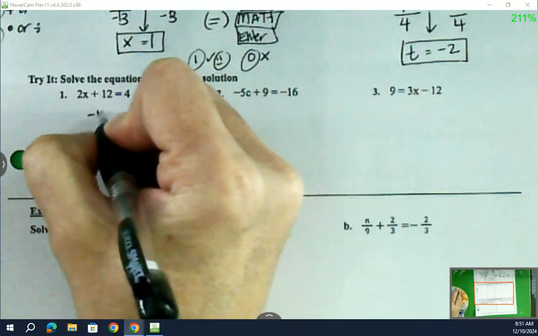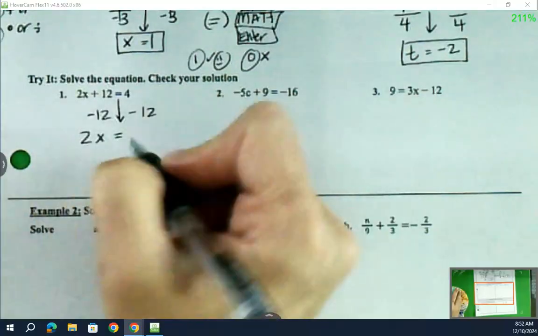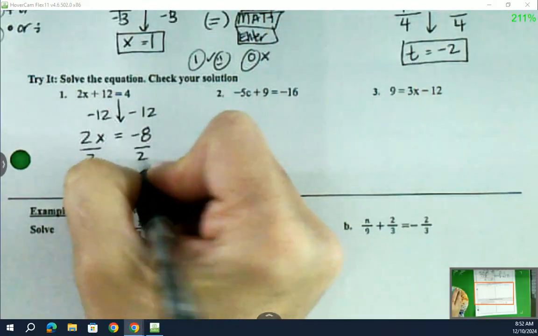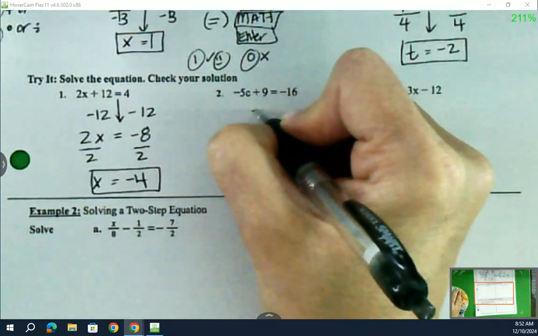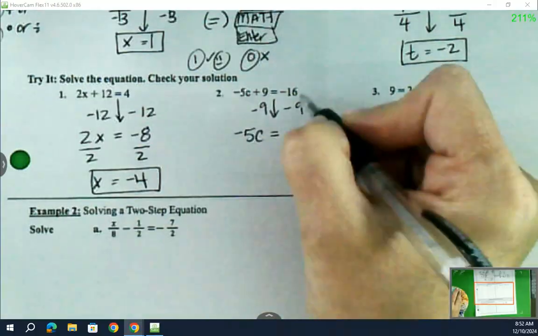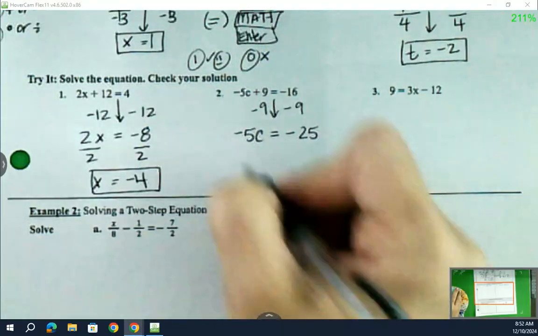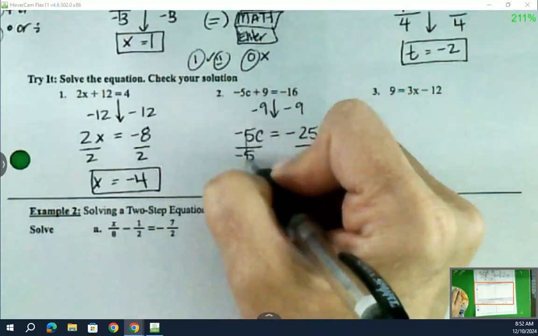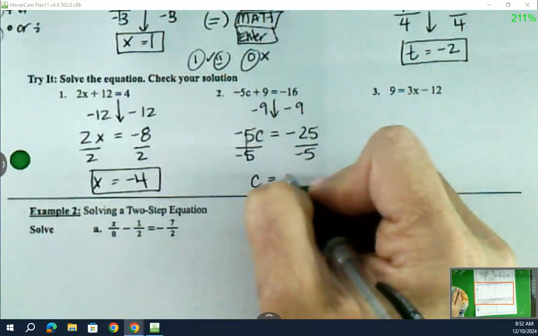For number 1, you should have subtracted 12 from both sides as your step 1. So we get 2x equals negative 8, and then divide both sides by 2, and x equals negative 4. For number 3, we're going to subtract 9 from both sides first. So we get negative 5c equals negative 16 minus 9, which is altogether negative 25. We're going to divide out that negative 5 on both sides. Negative 5 divided by itself is 1, and 1 times c is c. And negative 25 divided by negative 5 is positive 5.